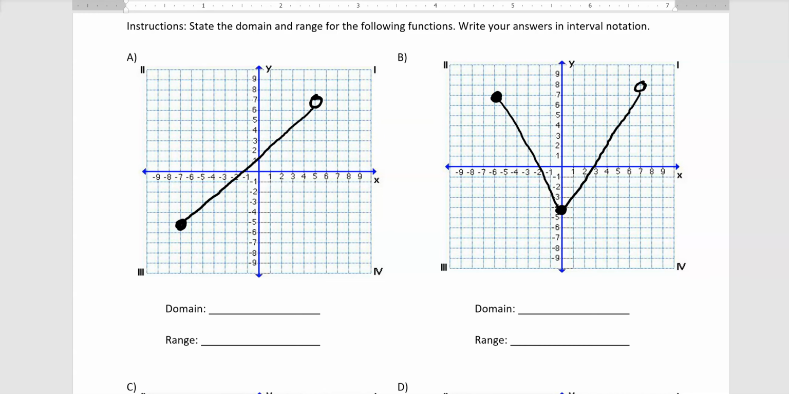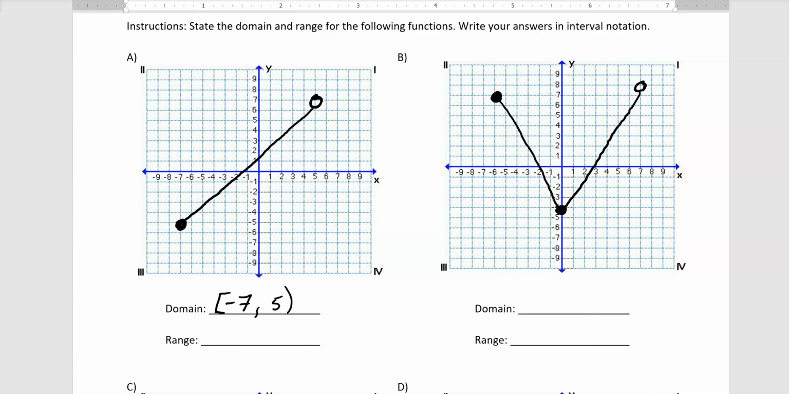So domain, remember we're looking left to right. The farthest left this can go is -7. The farthest right it can go, it looks like, is 5. Now notice, hard bracket on -7 because that closed circle, soft bracket on 5 because of that open circle.